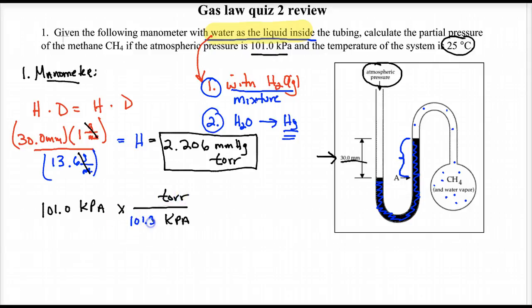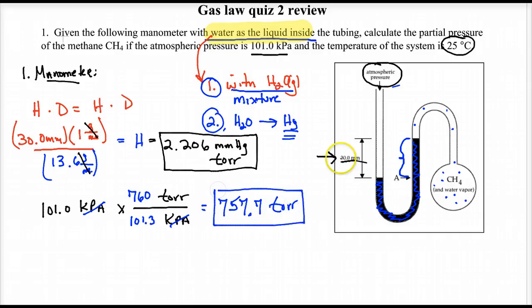101.3 kilopascals is standard pressure and 760 torr is the height of a column of mercury at sea level. All right, and we do this, and we solve. Okay, 101 times 760, divided by 101.3, and I get 757. I'll just use one decimal place here: 757.7, and of course that is torr. It's another important number. That's the total atmospheric pressure.